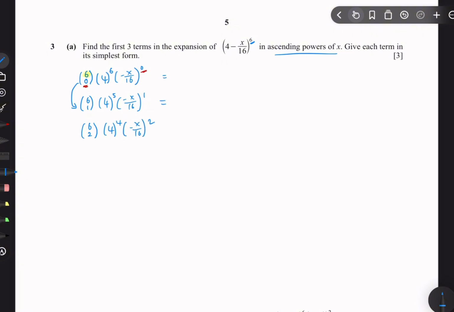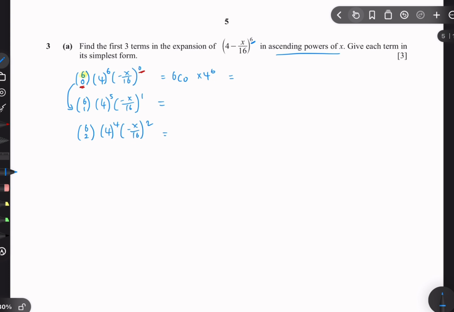Okay, now we just find the value. So 6C0 times 4 to the power of 6 times 1. Okay, so we can type 6C0 times 4 to the power of 6 into the calculator, or you can just type 4 to the power of 6 because 6C0 is 1. And then you should get 4096. And then 6C1 times 4 to the power of 5 multiplied by this.